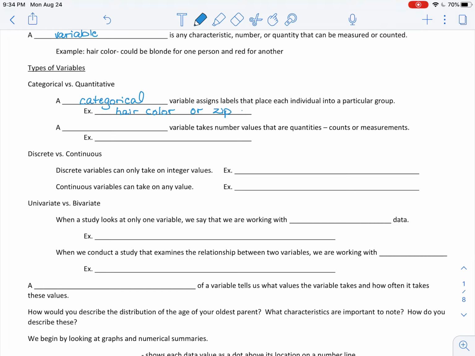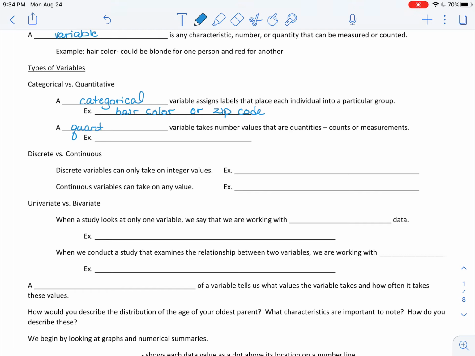Strangely enough, it technically can be numbers. So your zip code, yes, it's a number, but it's not really measuring anything about you. It's just describing your location. So I could have a group of you guys who have Godfrey zip codes and a group of you who have Alton zip codes. It's just categorizing you. So those are different categorical variables.